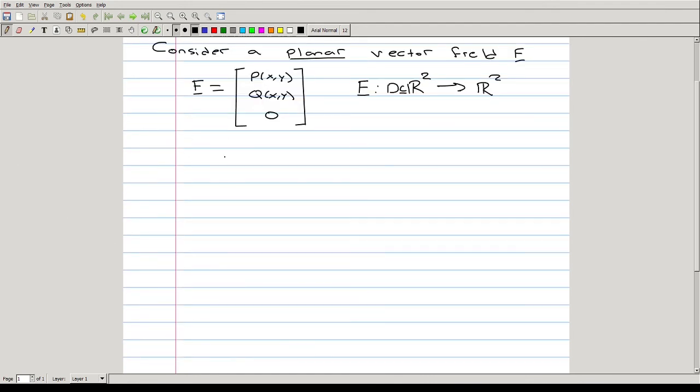Of significant importance to us for this theorem is going to be the curl of this vector field F. So recall that when we calculate the curl of a vector field in 2D, you obtain that both the x coordinate and the y coordinate are 0, and the z component of the curl is the quantity partial derivative of Q with respect to x minus the partial derivative of P with respect to y.